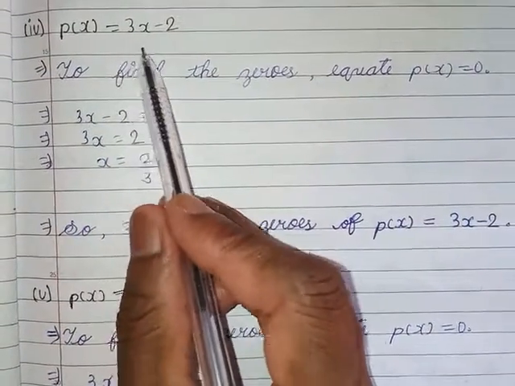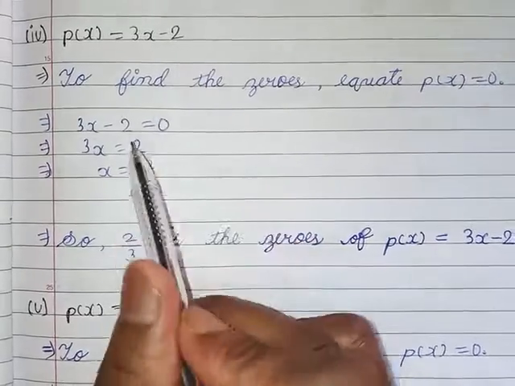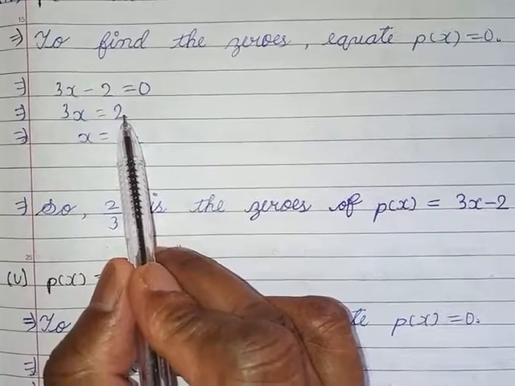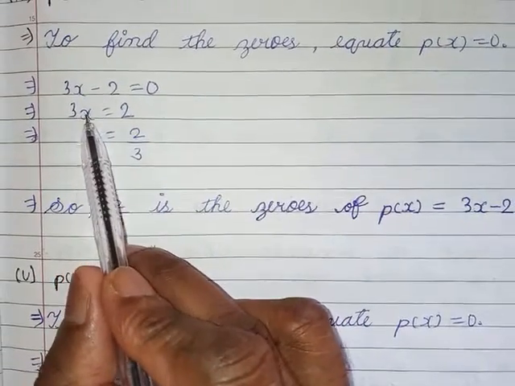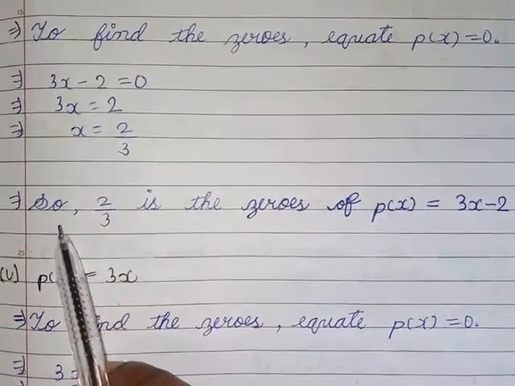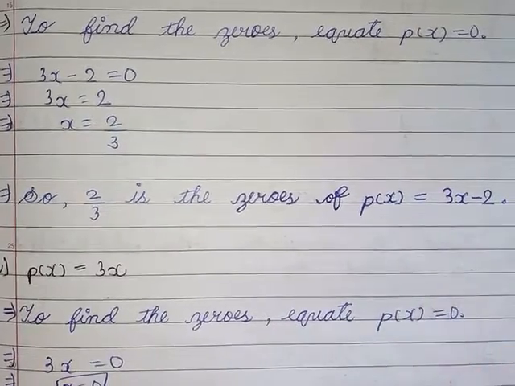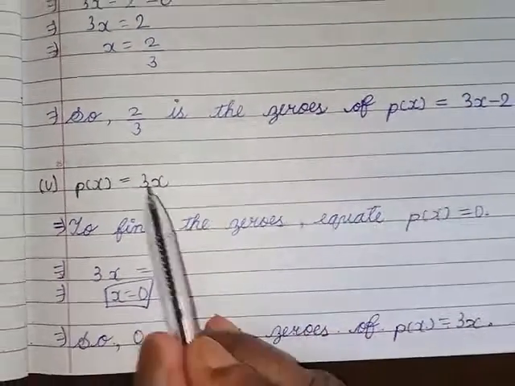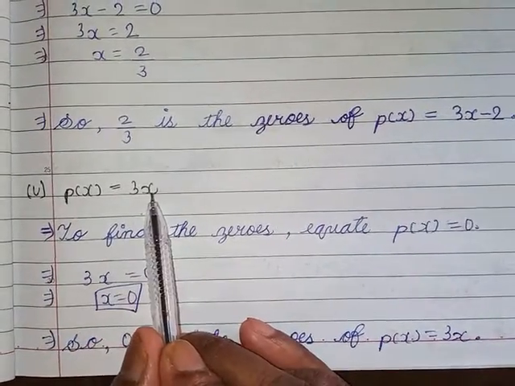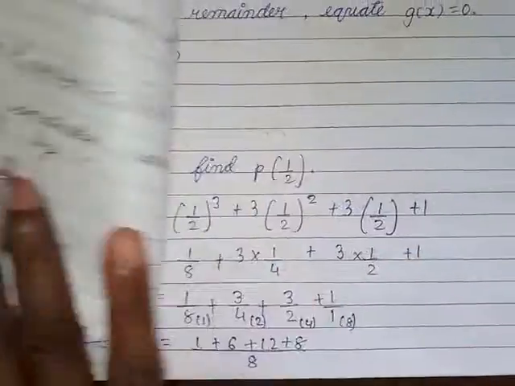Similarly, you have to find here, p(x) is equal to 3x minus 2. So equate it to 0. So 3x minus 2 is equal to 0. Minus 2 will go to that side and become plus. The relation of 3 and x is multiplication, so it will go into division. So x is equal to 2 by 3. So 2 by 3 is the zero of p(x). Okay, 3x minus 2. Is it? This is the way you have to write. Is it? So now equate 3x. To find the zero, you have to equate p(x) is equal to 0, which means 3x is equal to 0. So x is equal to 0.